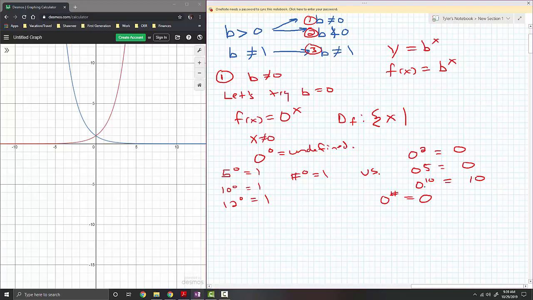Whoops, I don't know why I wrote 10. So 0 to the 10th is not 10, it's 0. Sorry about that. Maybe I was going a little too quickly there.